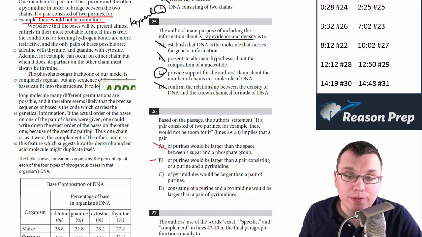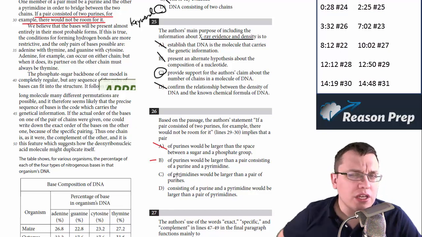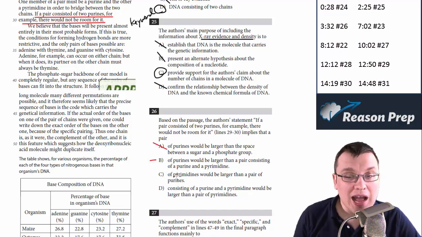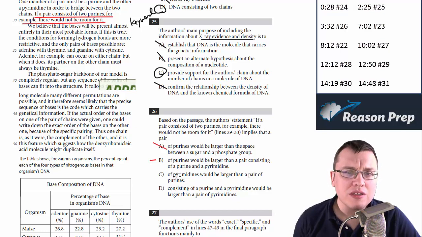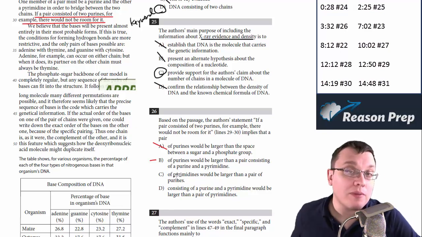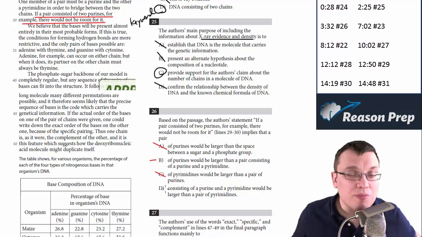So that seems reasonable. C: implies that a pair of pyrimidines would be larger than a pair of purines. We don't really know either way. It could perhaps be the case that the pyrimidines are larger, but we don't really know, honestly. All we know is that two purines together is too big. That's all we know. And a purine and a pyrimidine is just right. We don't know how the pyrimidines compare. And this is the same problem with D.